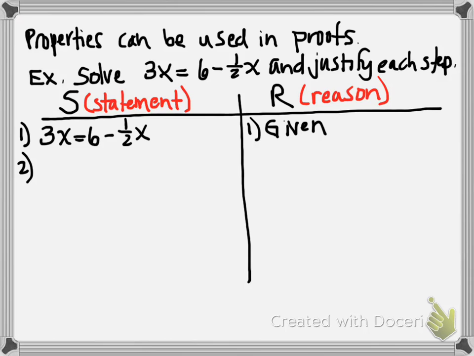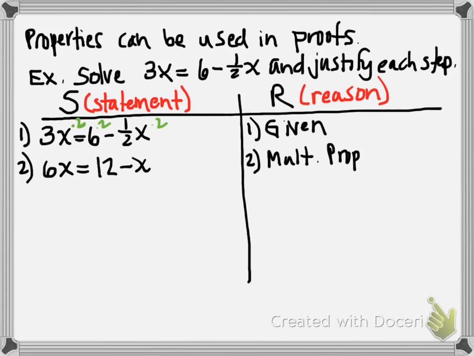I'm going to show you in green what you would be doing in your head. Multiply by 2, multiply by 2, multiply by 2. But in reality, in geometry, you show me the result of doing that step. So you just would write 6x equals 12 minus x. Now I give my justification, my reason for why I was allowed to do that, and I say multiplication property of equality. And that's how I do my abbreviation. I don't write out all the words. Some people use a multiplication symbol, and that's fine too.